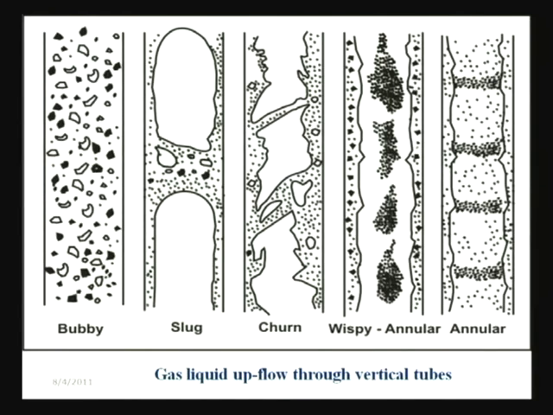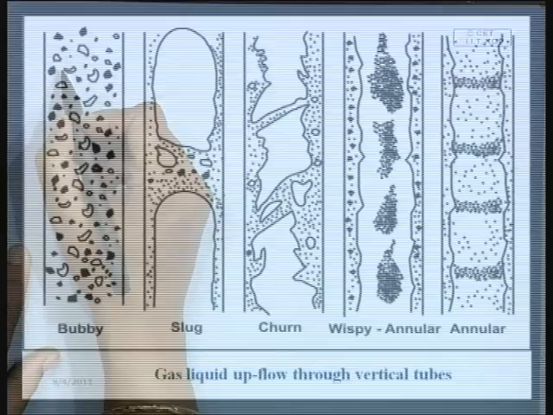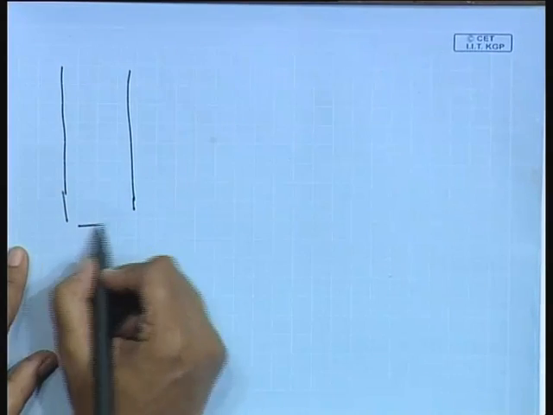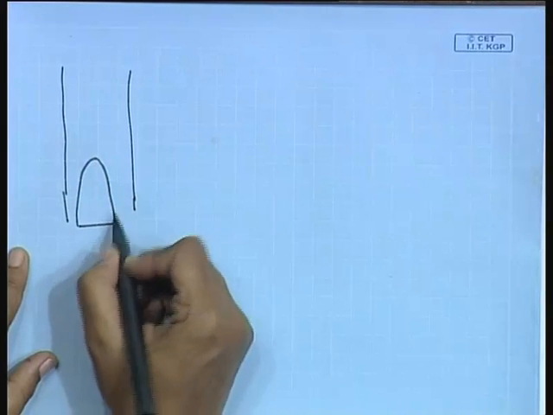Okay? And if you observe, you find that in this particular case, the flow is characterized by a periodic flow phenomena. It is periodic. If you observe any particular cross section, what do you find? I will just draw the slug flow once more so that I can explain to you.